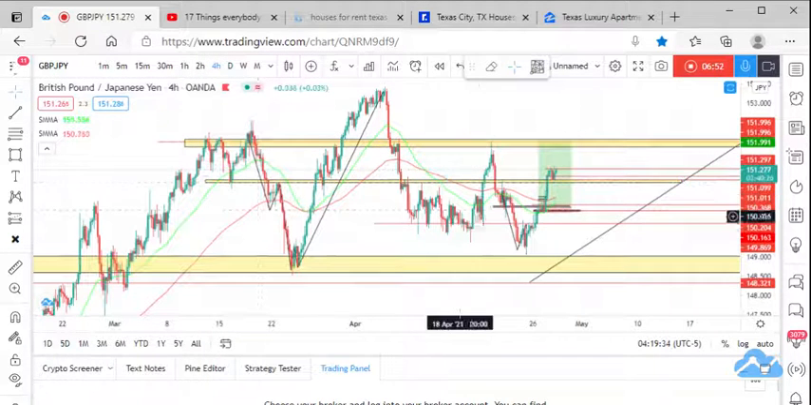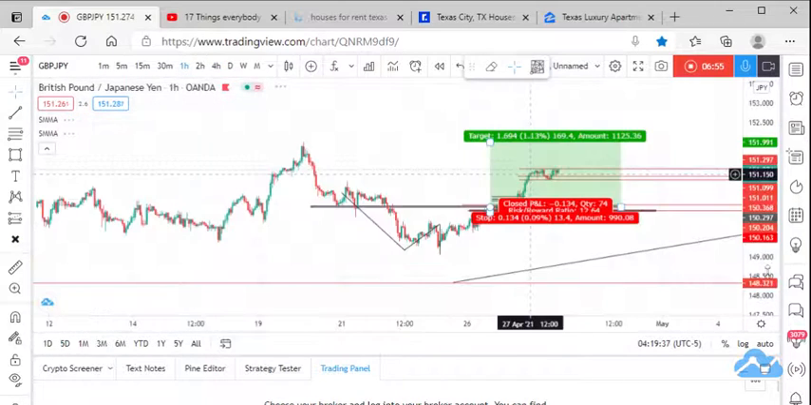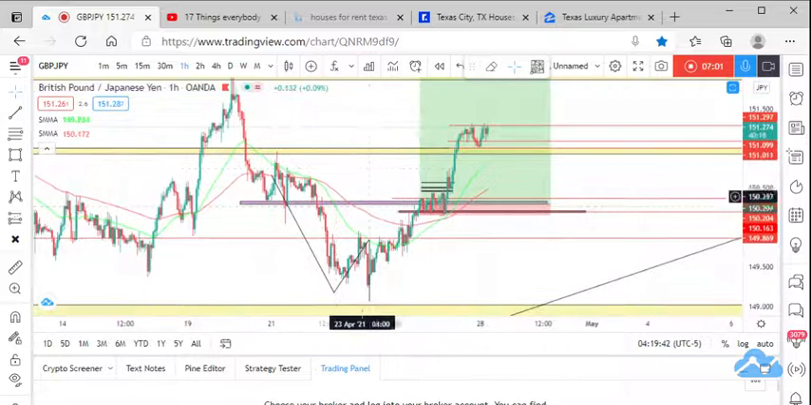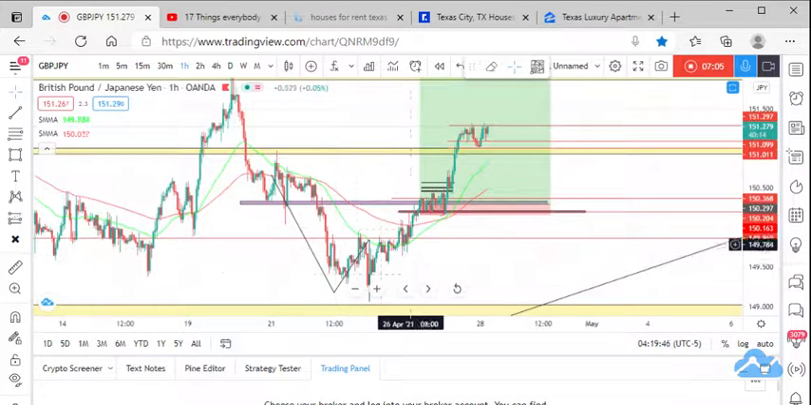I pretty much just set up my zone. So I got my zone set up already. Now I just dropped to the 1 hour. And in the 1 hour, as you see, this is the area that I got in now. Okay, so price created this W.